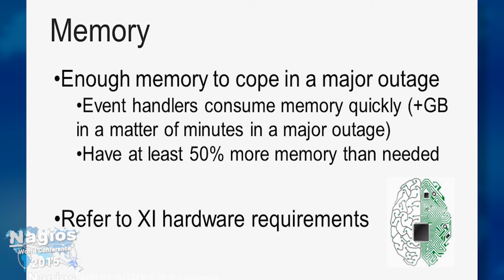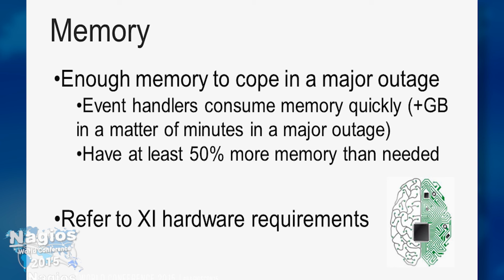Now, I brought this up before with memory. When XI is running and it's healthy and there's not many services that are down, generally speaking, you should have 50% more memory available on the system for an outage. And what is an outage? An outage is you could have a switch that connects to 30 servers. If you pull the plug on that switch, that's going to affect all of those hosts, all of those services.